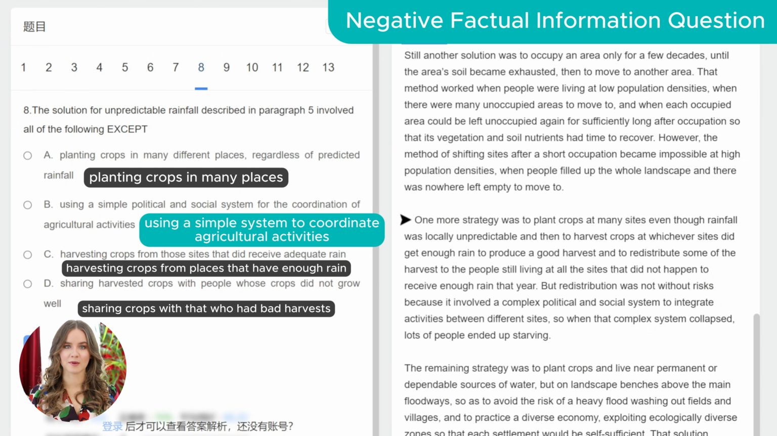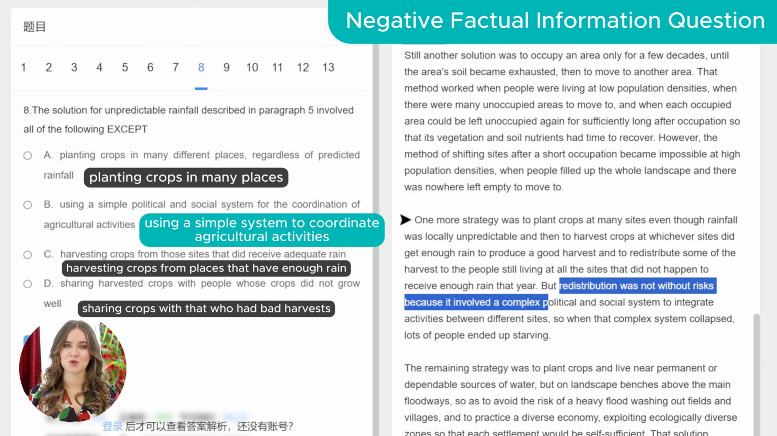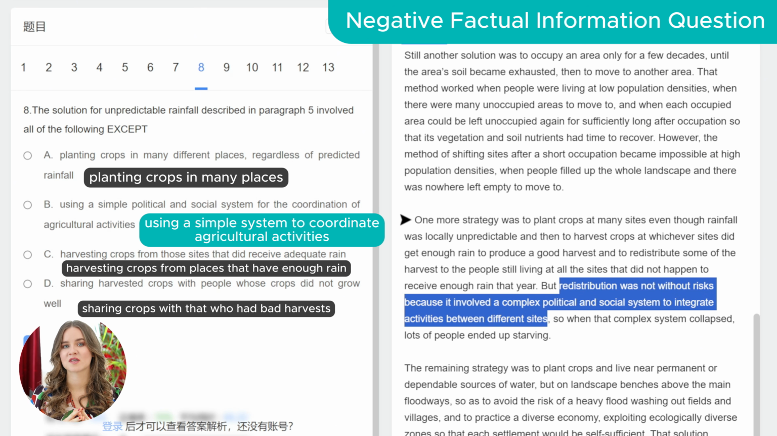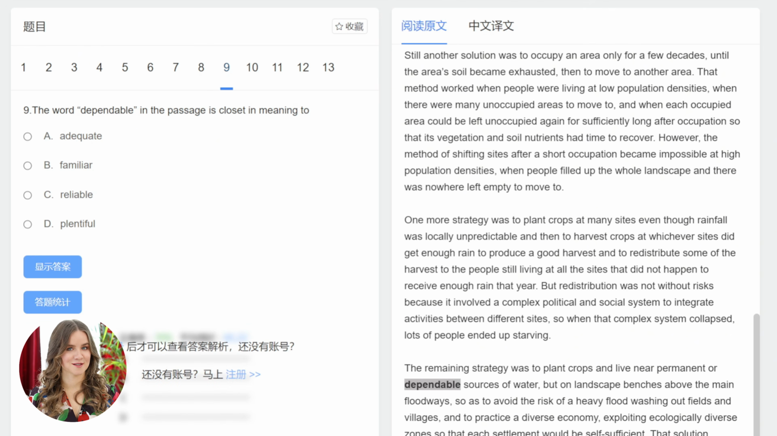Now let's look at option B. B says, using a simple political and social system for the coordination of agricultural activities. But the text says, redistribution was not without risks because it involved a complex political and social system to integrate activities between different sites. The text says complex, while option B says simple. That's a contradiction, which means option B is incorrect, according to the passage. So the correct answer is B. Let's move on. Next is the vocabulary question.